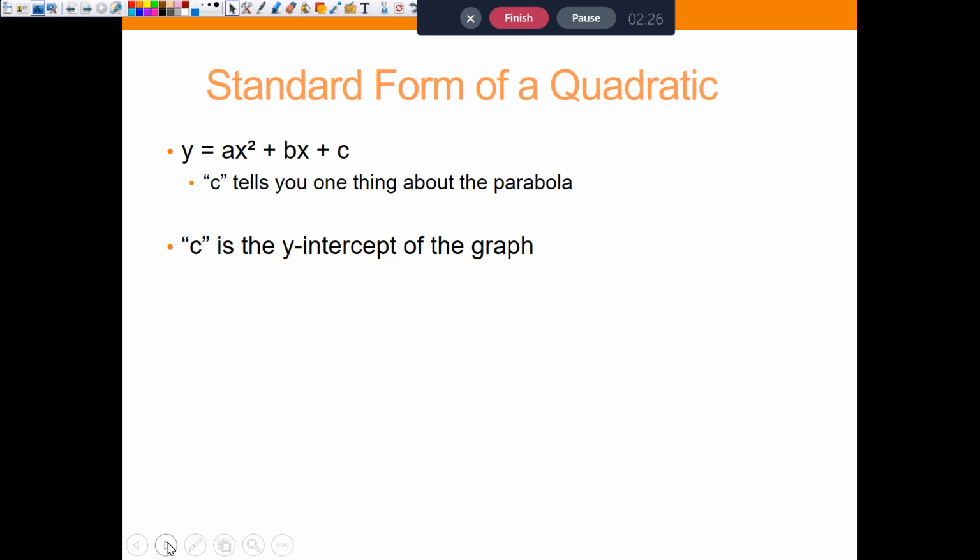Standard form of a quadratic. Y equals ax squared plus bx plus c is our standard form. The c tells us one thing about the parabola. The c is the y-intercept of the graph.